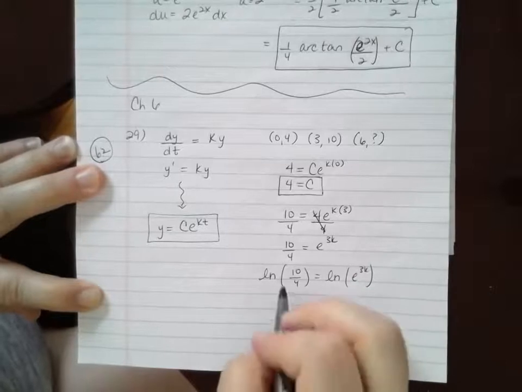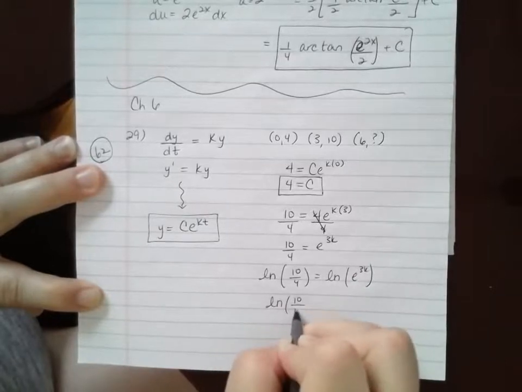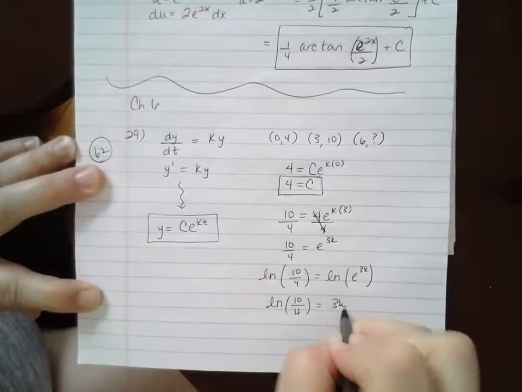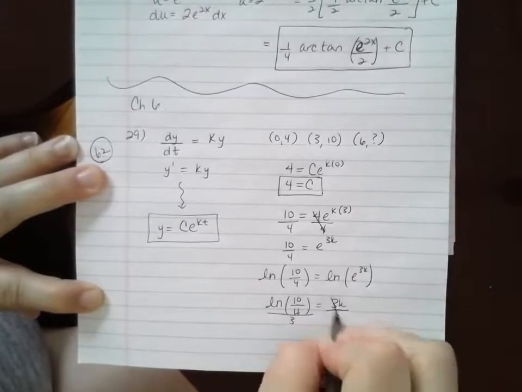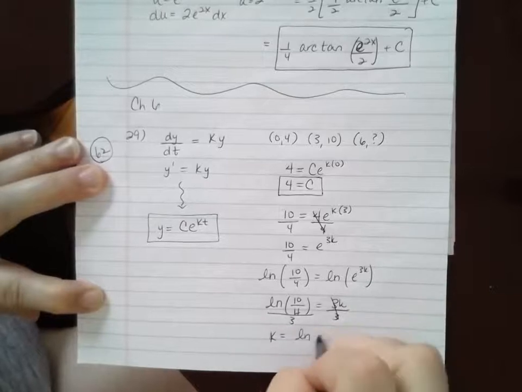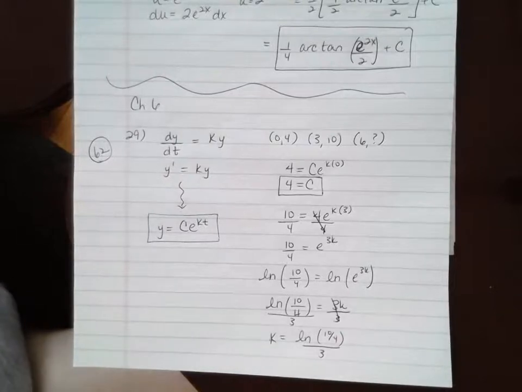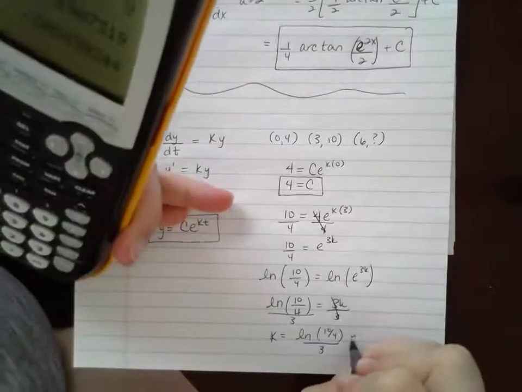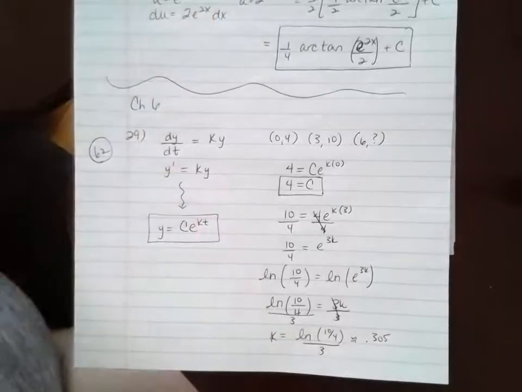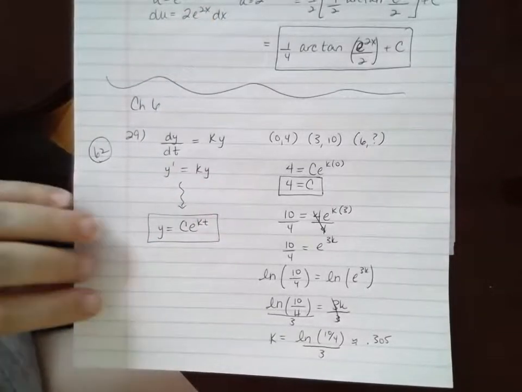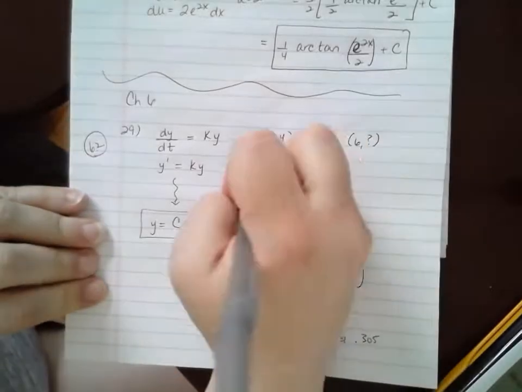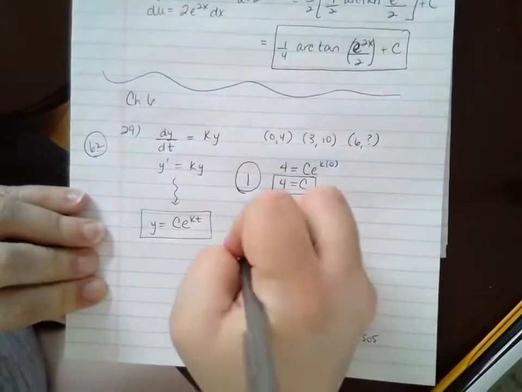Natural log of e cancels, and I'm left with the natural log of 10/4 equaling 3k. If you divide both sides by 3, then the result is your proportionality constant. Natural log of 10/4 over 3 is the exact answer, but for context, that is equivalent to approximately 0.305. That's about a 31% growth. So now, and I'm going to number these, that's the first thing we figured out. This is the second thing we figured out.